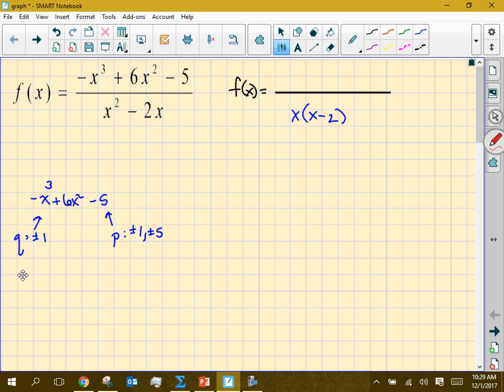So then we've got all our p over q's. It's a pretty small list. P over q, we're going to go plus or minus 1 over 1 or plus or minus 5 over 1. So plus or minus 1, plus or minus 5. That's our list. So now we're going to do the synthetic division, and we come up with negative 1, and there'll be a 6, a 0, and then a negative 5.